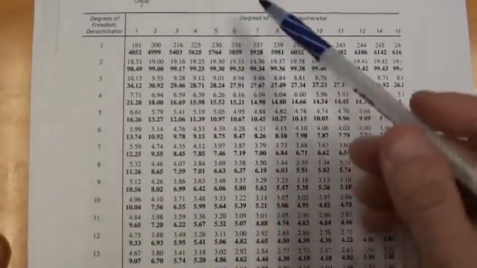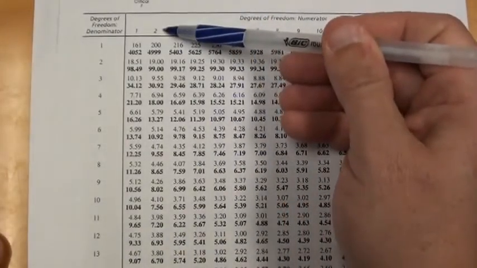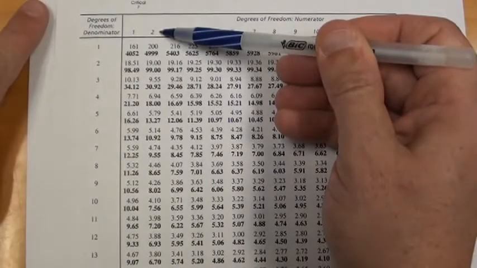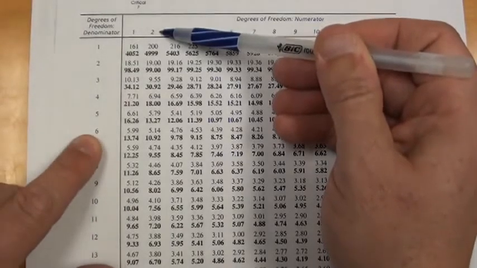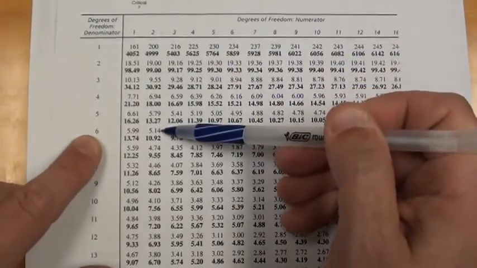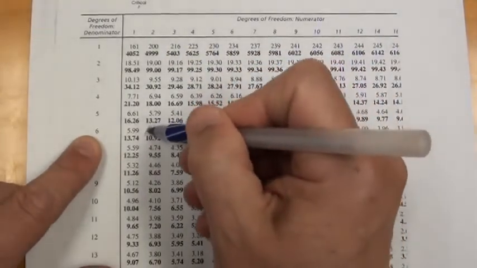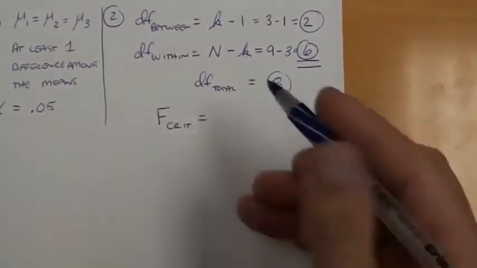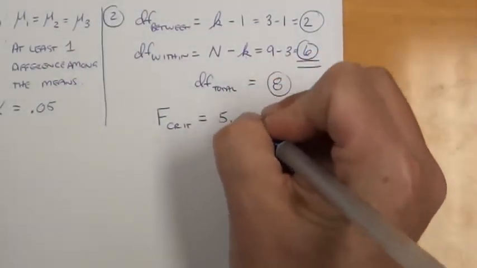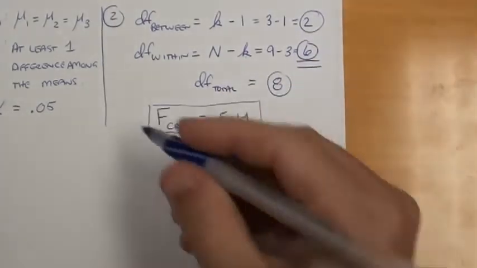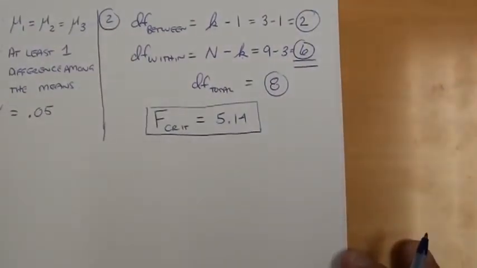So we know that our degrees of freedom between, which we calculated, was 2, and we also know that the degrees of freedom within was 6. So if we come down the 2 column to 6, we're going to use this number here, which is 5.14. So if we bring our calculations back up, our F critical value is going to be 5.14. And that completes step 2.